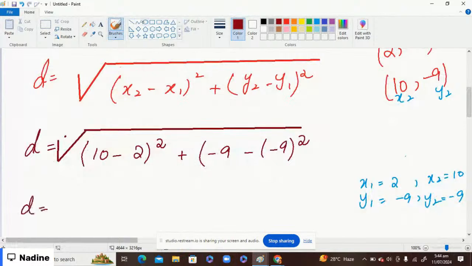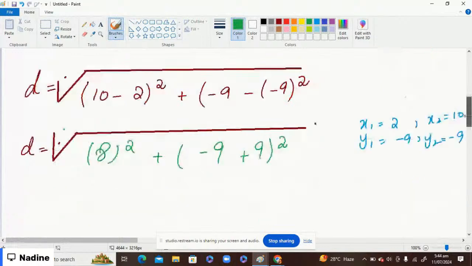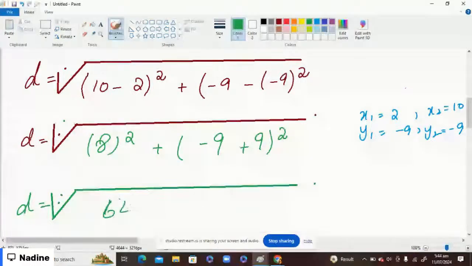So what is your d? When we are going to find out your d, 10 minus 2 is 8, it's 8 square plus (minus 9 minus minus, plus 9) whole square. So what is your d? That is 8 square. What is the value of 8 square? 8 square is 64, plus minus 9 plus 9, it's 0.